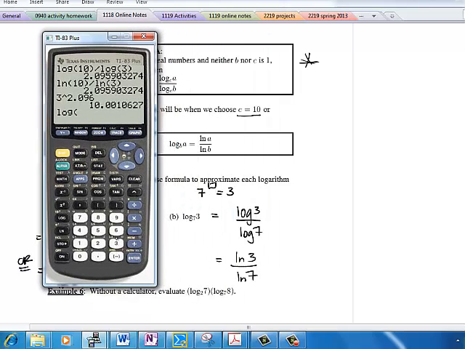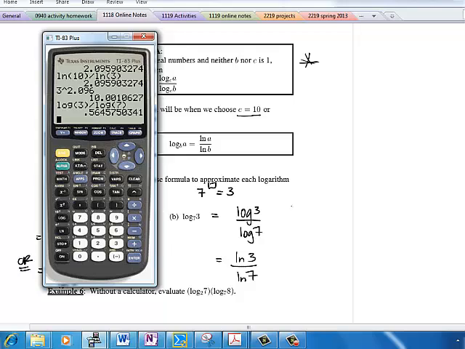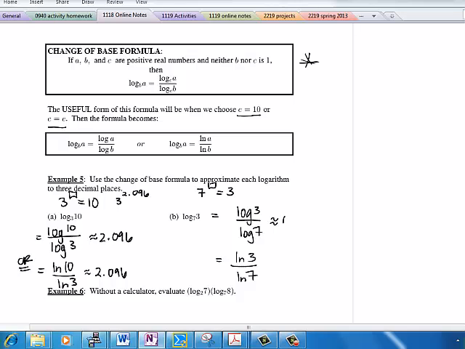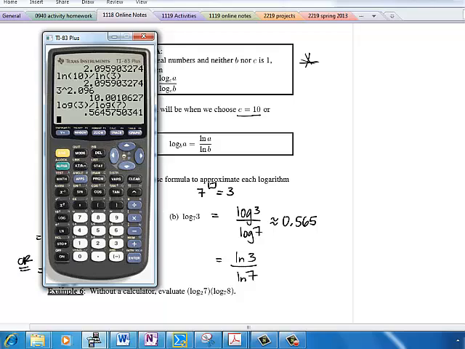Log 3 divided by log 7 is 0.565 if we round to the nearest thousandth. And if you want to double check the other one, it's going to be the same. Natural log 3 divided by natural log of 7, also 0.565 roughly. So then 7 to the 0.565, we're expecting something close to 3. Yep, looks good.